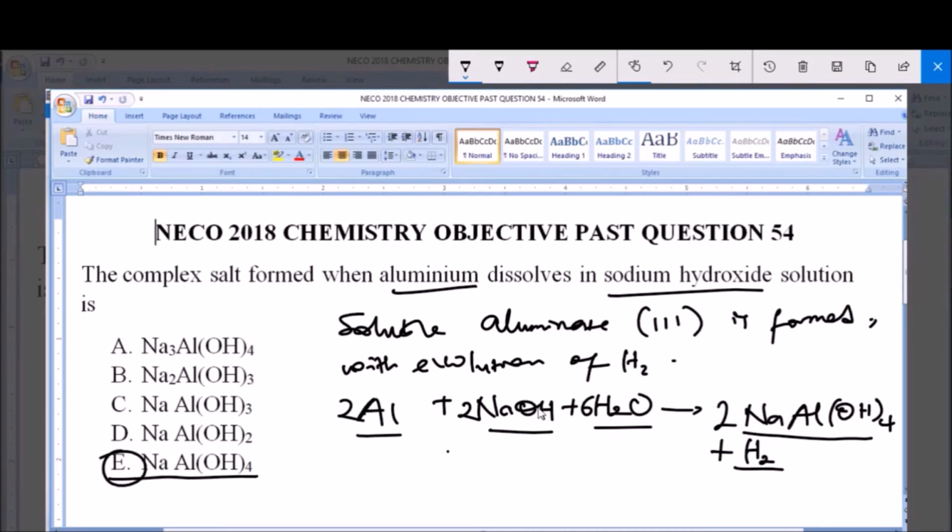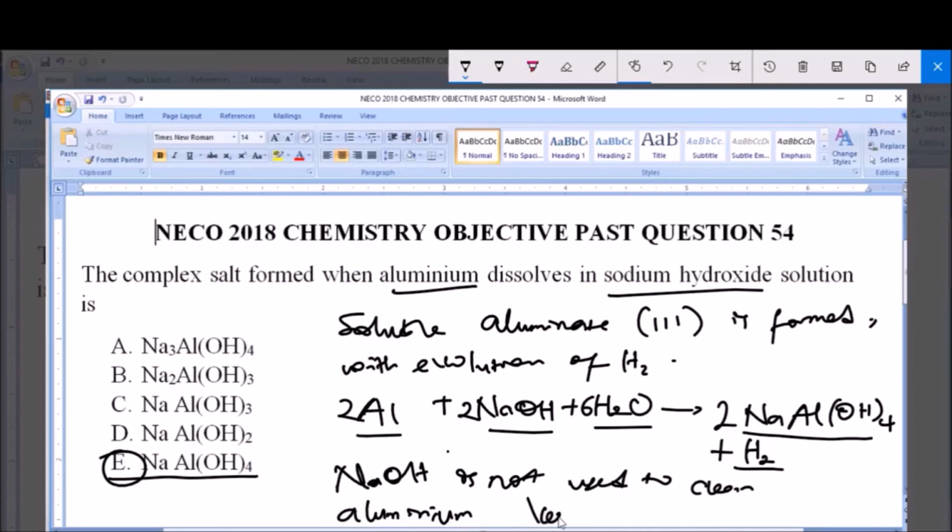And this is the reason why sodium hydroxide is never used to clean aluminium vessel. That is why sodium hydroxide, also known as caustic soda, is not used to clean aluminium vessel, because it will definitely react with this aluminium to produce aluminate 3. So the answer to this question is option E, aluminate 3. So aluminium dissolves in sodium hydroxide to form this.